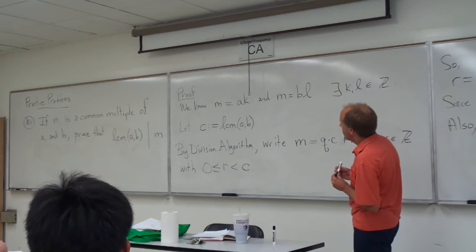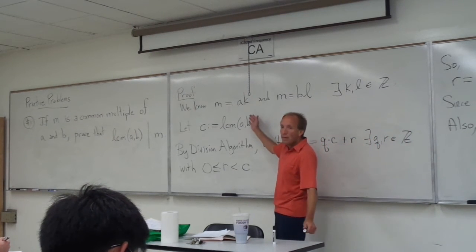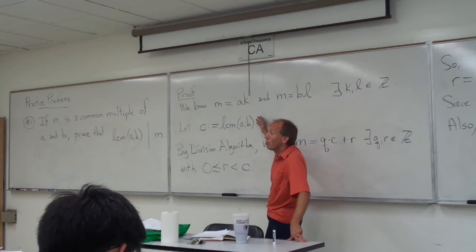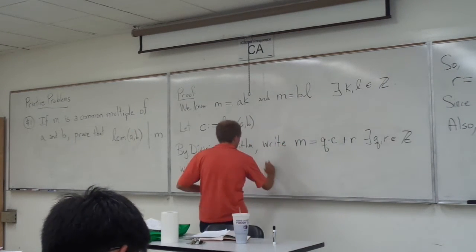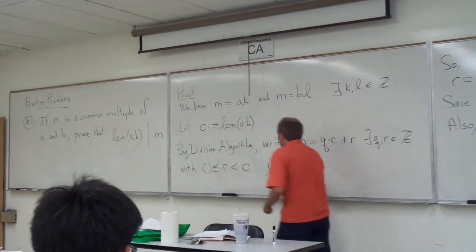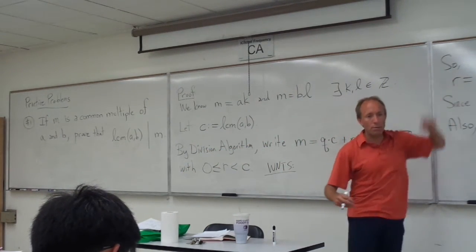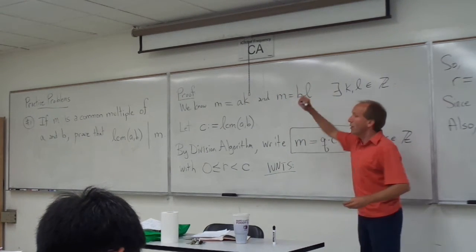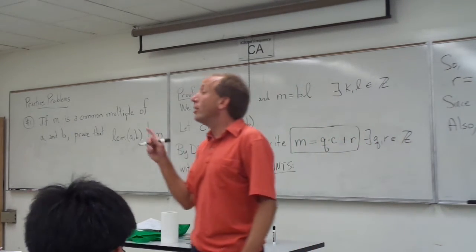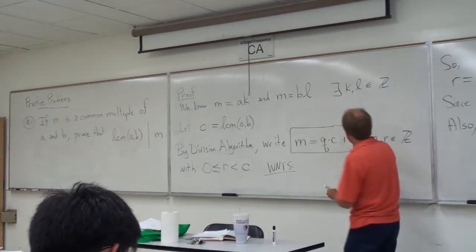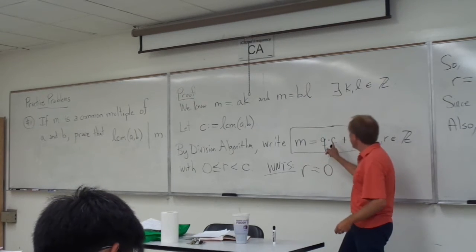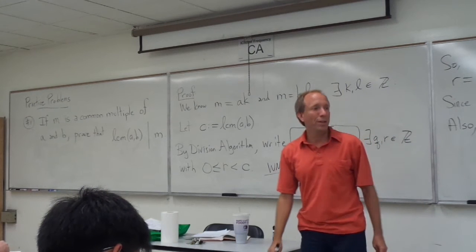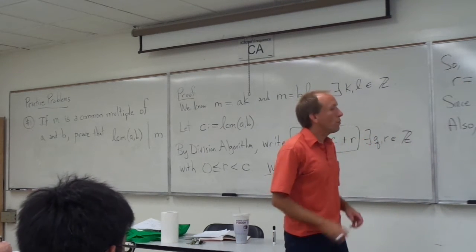Let me just back up for a second. C is the least common multiple of A and B. It's the smallest thing that's a common multiple of A and B. What am I trying to prove right now, by the way? I just want to motivate this instead of just telling you stuff. So I did this division algorithm in the hopes of showing what? R is 0. If I can show that r is equal to 0, then I will know that c divides m, which is what I'm trying to prove. So I would like to show that r is 0.